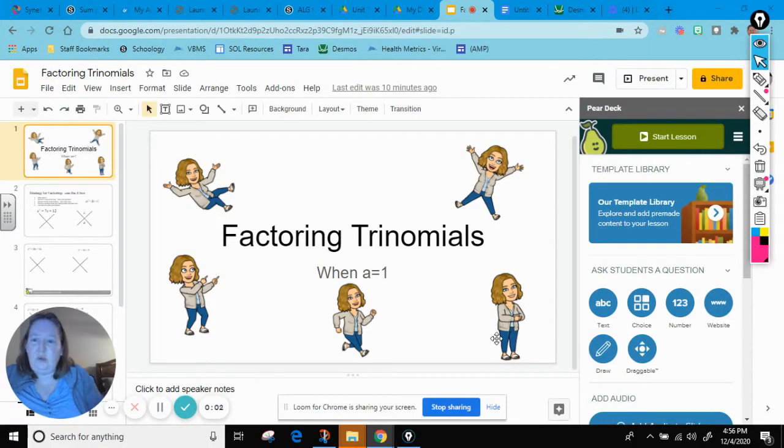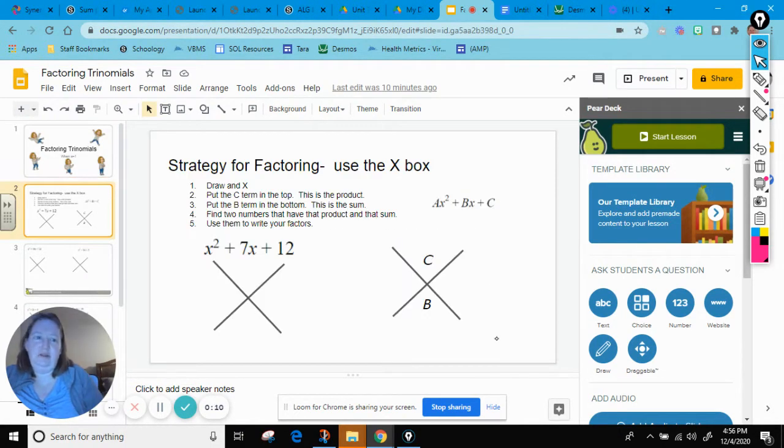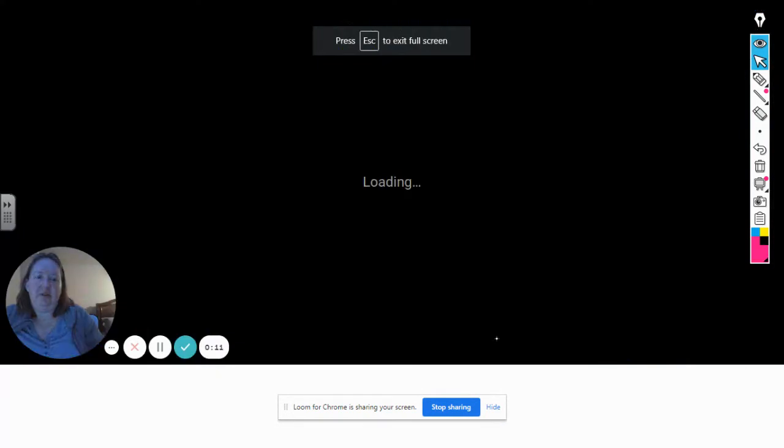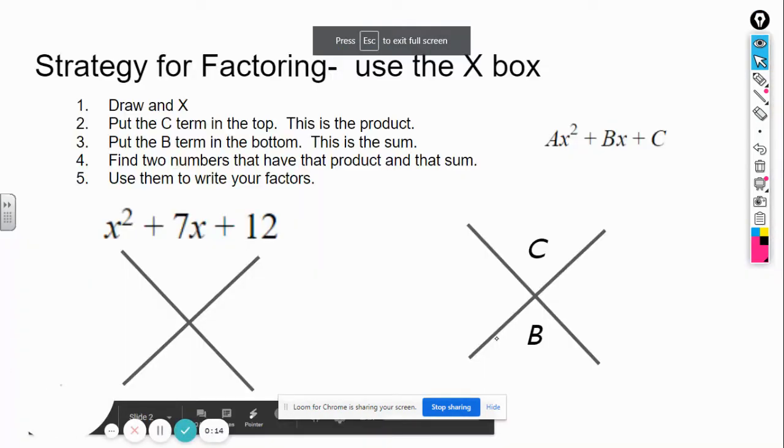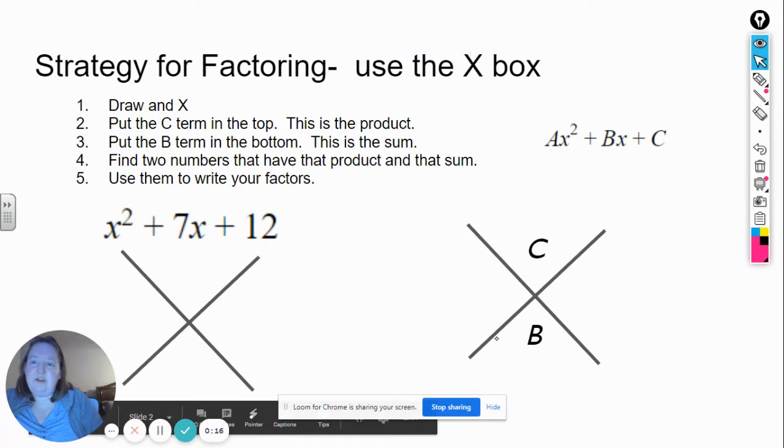In this video, we are talking about how to factor a trinomial when a is equal to 1. So we'll talk about what that means in just a moment. Let's go into presentation mode. Okay, so first you have to think about this right here, standard form.